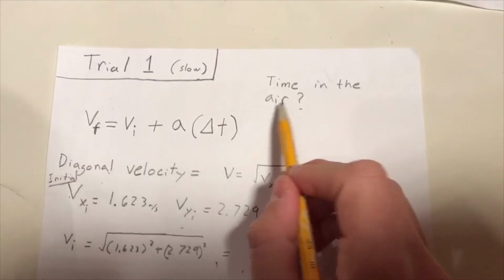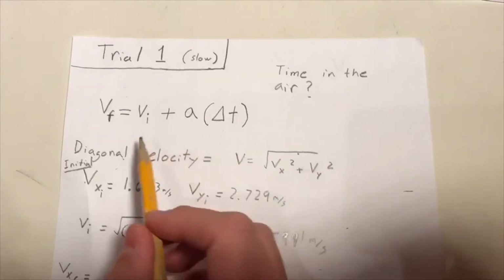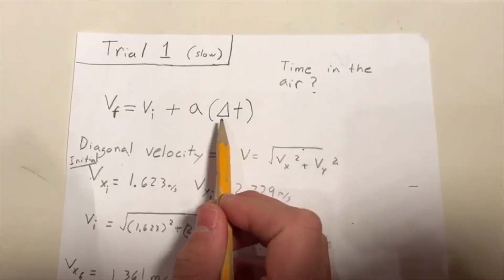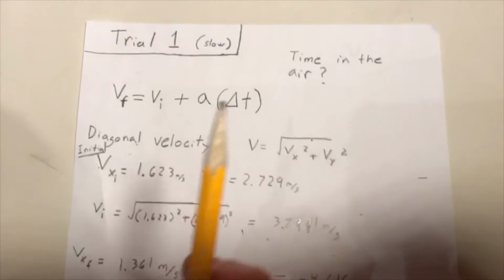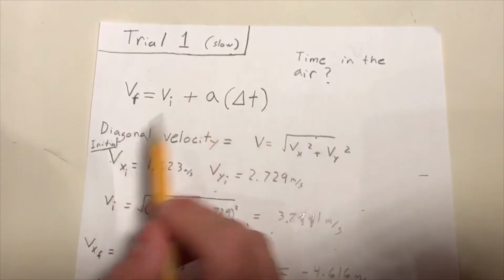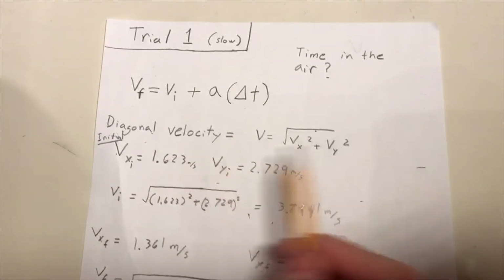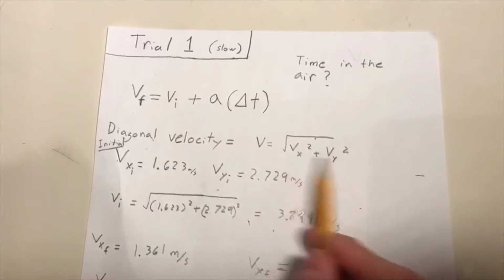How does initial diagonal velocity affect the amount of time that the ball is in the air? Okay, so if we want to find the time that the ball is in the air, we're going to use this kinematic equation. So in order to find v final and v initial, we need to find the diagonal velocity. And in order to find the diagonal velocity, we have to do this equation here.